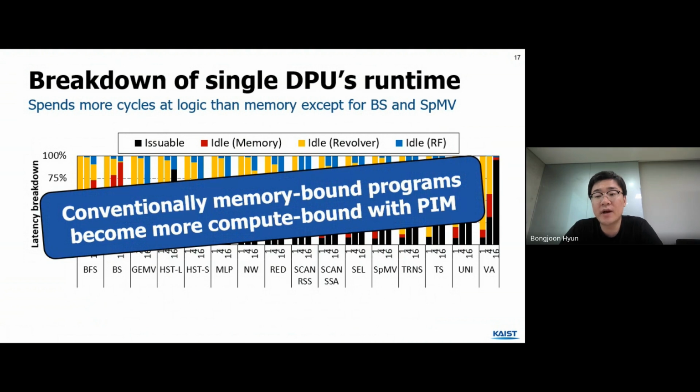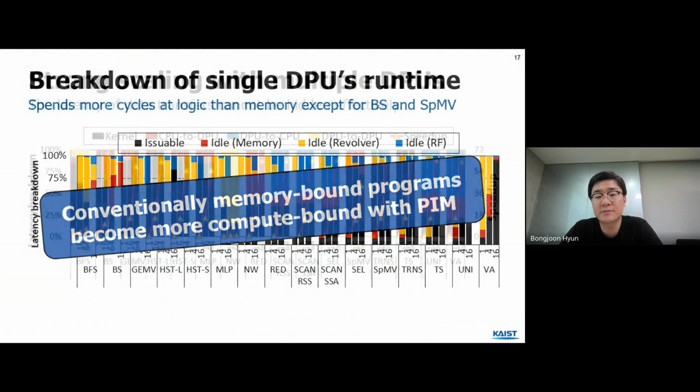Again, this means that while PIM-suitable applications are generally memory-bound on conventional hardware like CPUs or GPUs, when they run on the UPMEM-PIM architecture, the applications start to be more compute-bound. We also characterize the PIM benchmark suite's various runtime behavior, but due to timing constraints, we ask you to refer to our paper for more details.